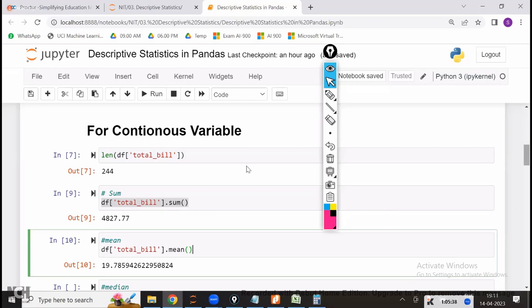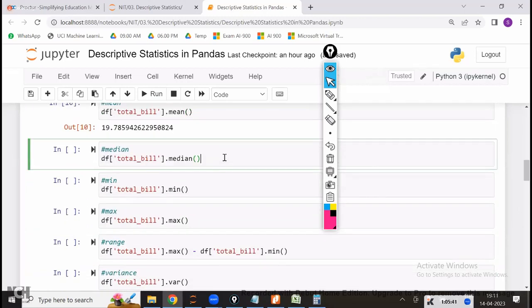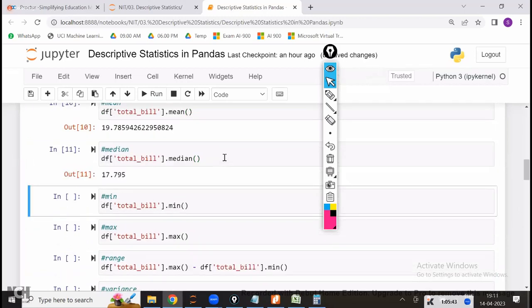Next, dot median. What is meant by median? Center position value. It is going to take the center position value. First, it will put them in order, and in that center position, whatever value you get, it is going to calculate.